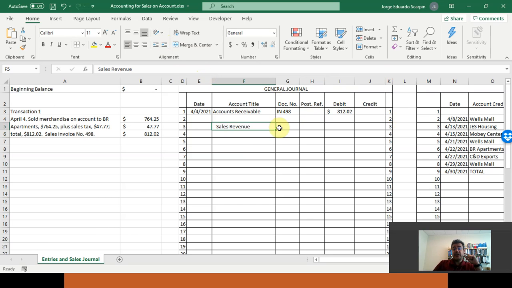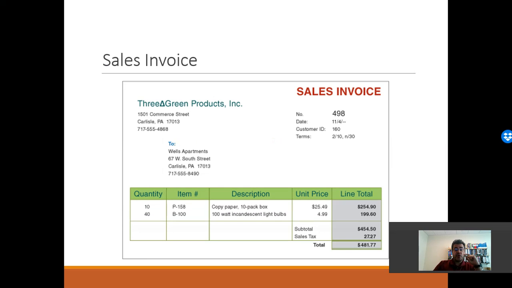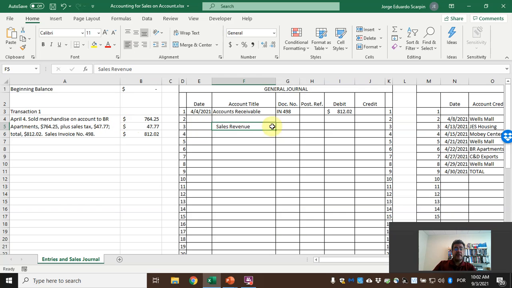However, our sales, let's go back to our PowerPoint here. Our sales is the subtotal. Our sale is not the total. So our subtotal here, 764.25. What do we need here to balance this journal entry? Debit, A12, credit, 764. So we need a credit here.